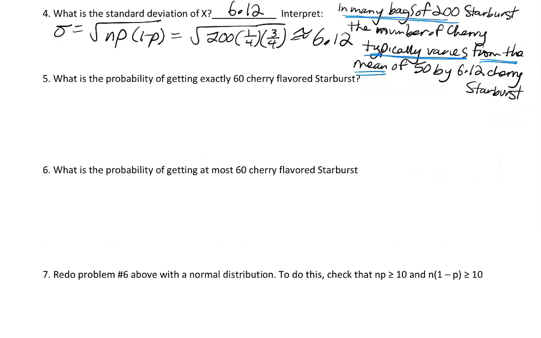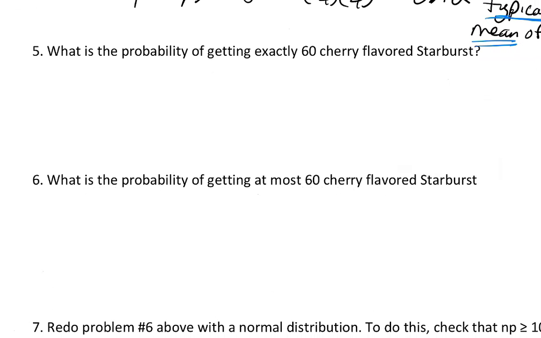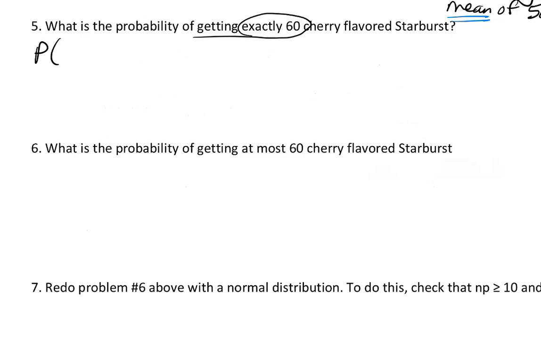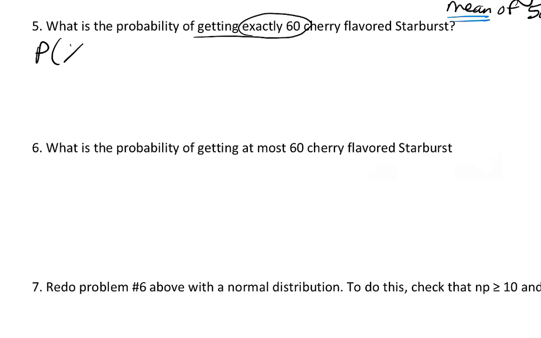Next, let's answer 2 questions about binomial probabilities for review. Question 5, what is the probability of getting exactly 60? Our random variable is x, the number of Starbursts out of 200 that are cherry. And we want exactly 60, so x equal to 60.